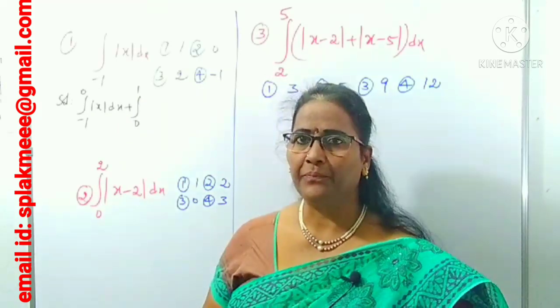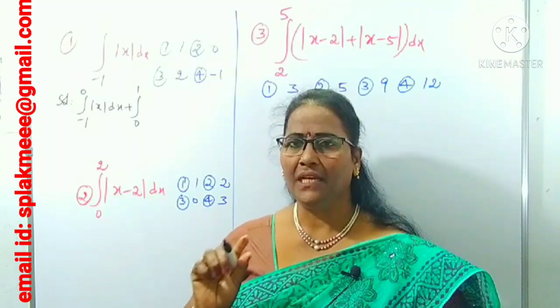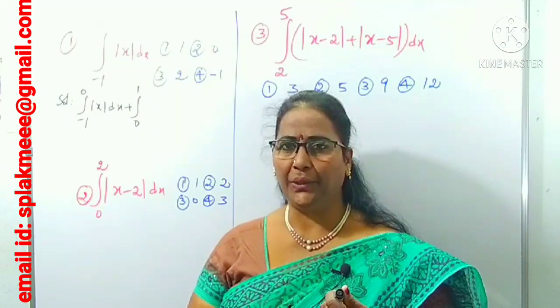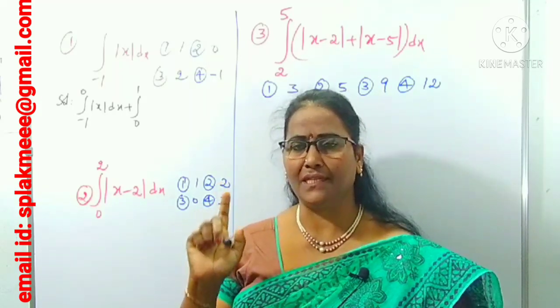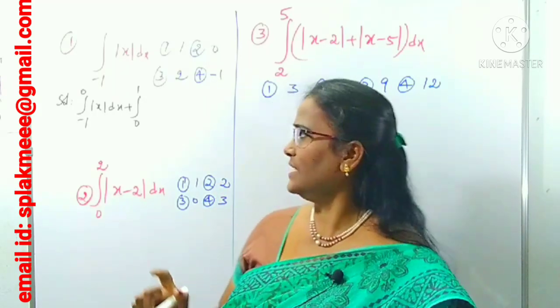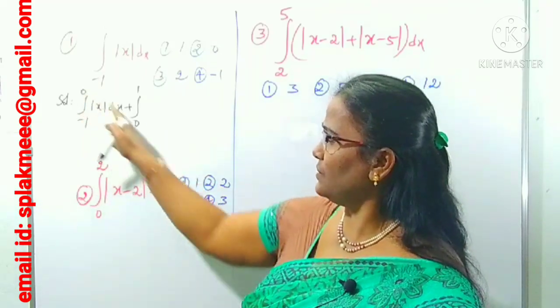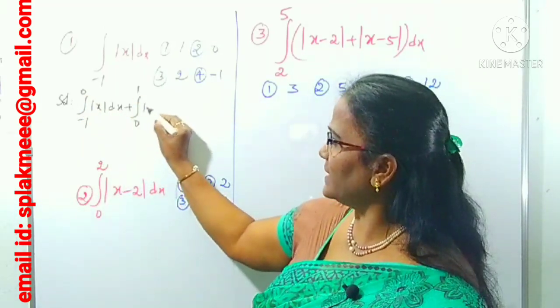You know this property. Between a to b there is a c. Integral a to b can be split as a to c plus c to b. Like that we can use one of the properties that is there in part 1. You can watch it. Okay. Integral minus 1 to 0, 0 to 1, mod x as it is.